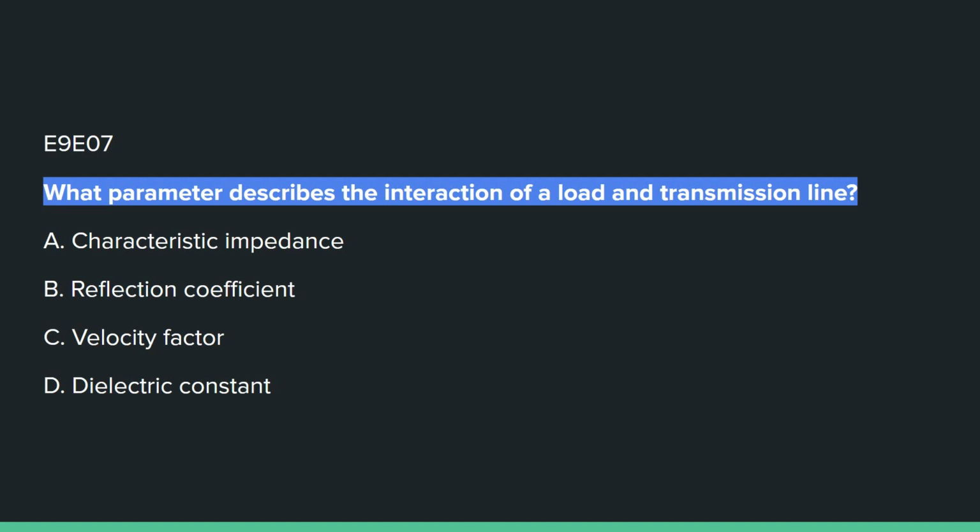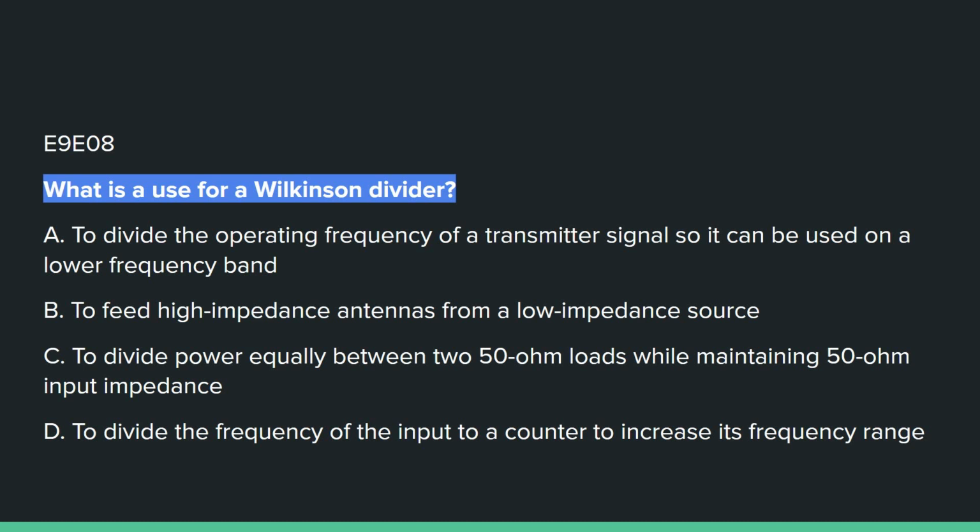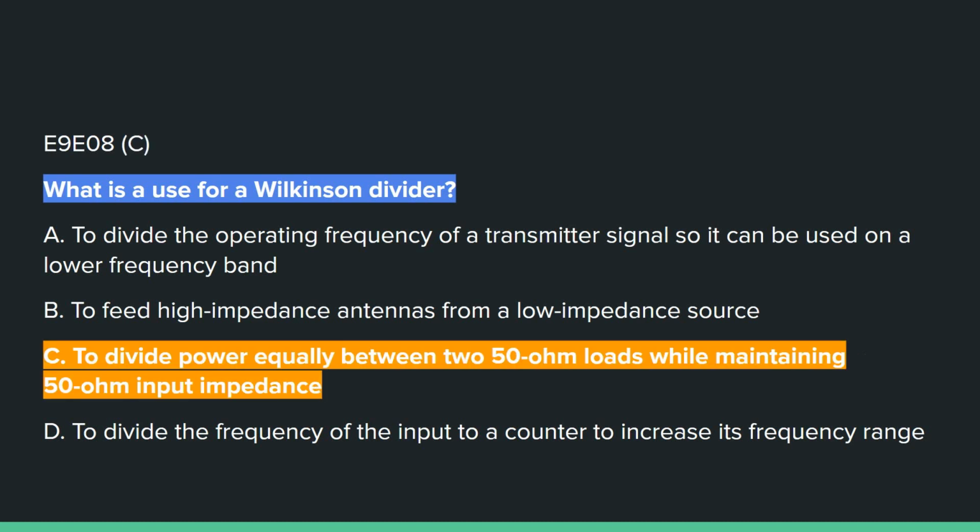E9E07, what parameter describes the interaction of a load and transmission line? It's B. Reflection coefficient. E9E08, what is the use for a Wilkinson divider? C. To divide power equally between two 50 ohm loads while maintaining 50 ohm input impedance.